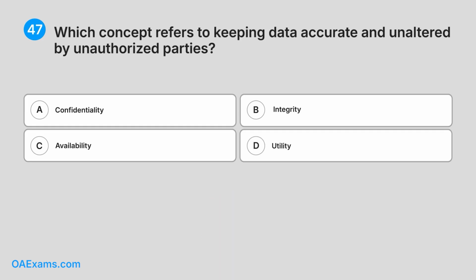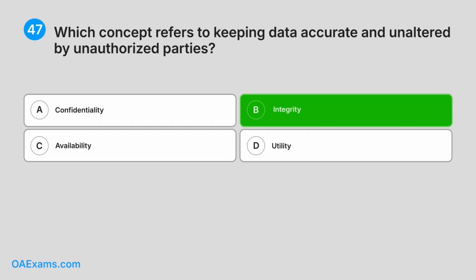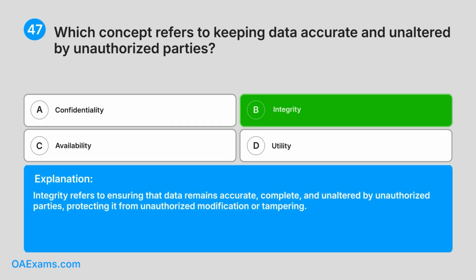Correct answer: B. Integrity. Explanation: Integrity refers to ensuring that data remains accurate, complete, and unaltered by unauthorized parties, protecting it from unauthorized modification or tampering.